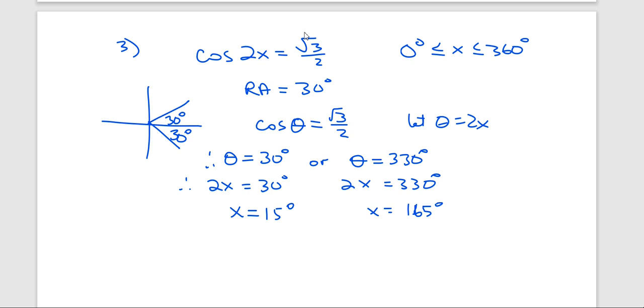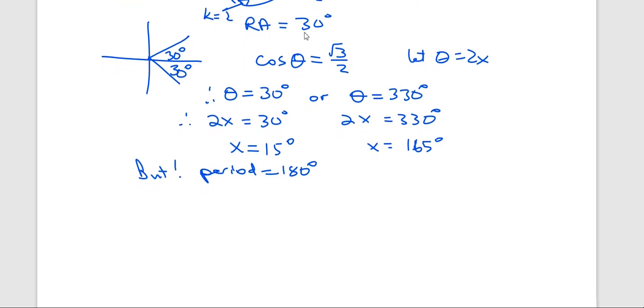However, this question's a little bit different because what we have is 2x, and we know from graphing trig functions that 2x has a period of 180 degrees. That k value of 2 means that the period is 180 degrees and not 360. So I'm going to write that over here, the period is 180 degrees. So my 2 answers that I found are going to be within one cycle, but that cycle only goes up to 180 degrees.